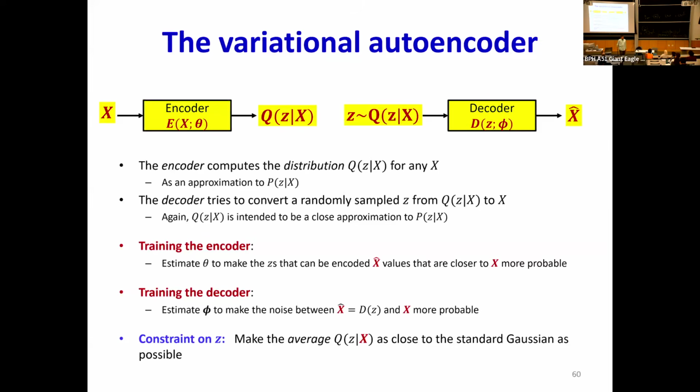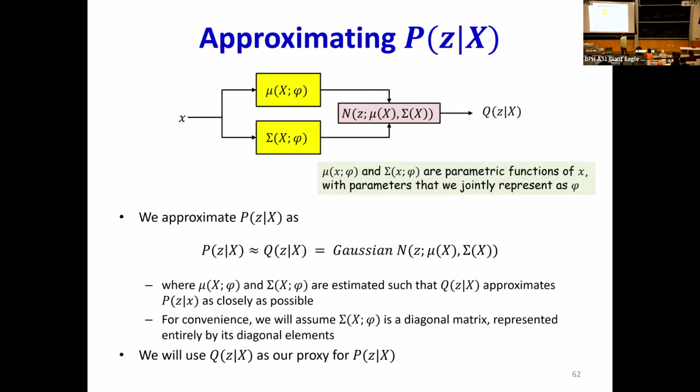If Q is Gaussian, how do I characterize a Gaussian? What are the properties of a Gaussian? Mean and variance, right? Now I have a mathematical formalism. All the encoder has to do, for any given x, is compute the mean and the variance of this Gaussian. Is that making sense? Right? Now, once you do this, we're approximating P of z given x as a Gaussian with a mean that's a function of x and a variance that's a function of x.